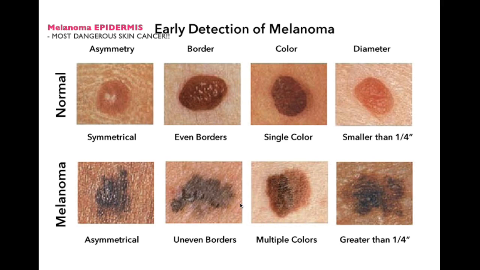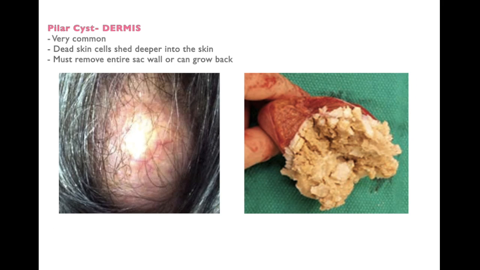So if you see any type of mark that's asymmetrical or has uneven borders or has multiple different colors or is greater than 1/4 of an inch, you should most definitely get checked because there is a chance of having melanoma, and anyone who has a lot of moles, such as myself, has an increased chance of getting melanoma. And some skin conditions associated with the dermis.